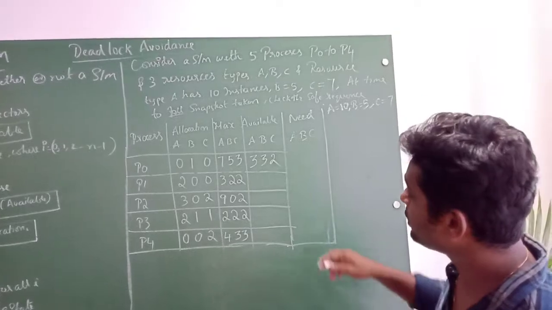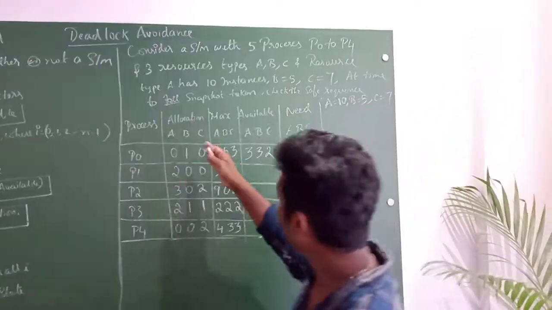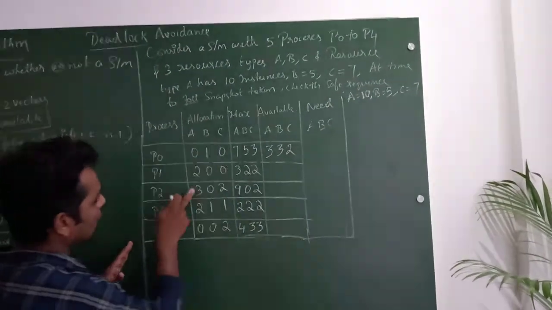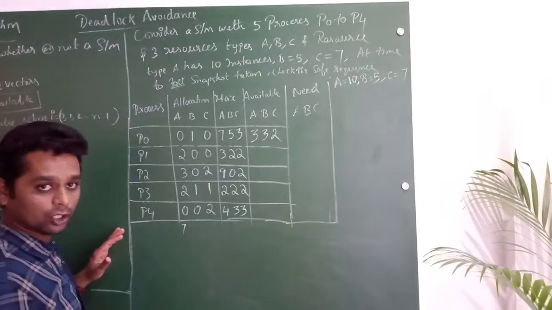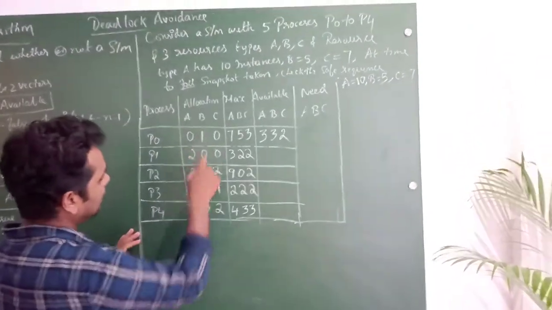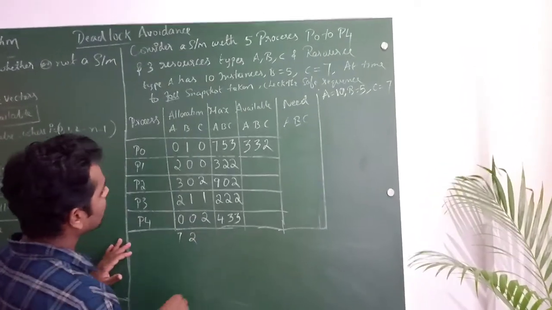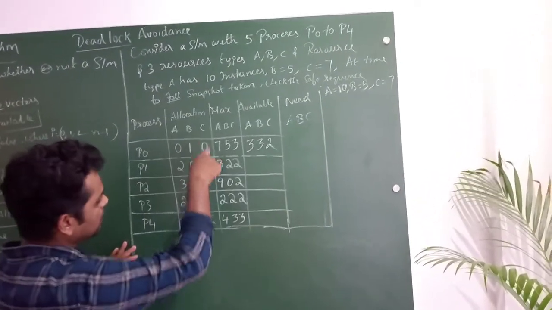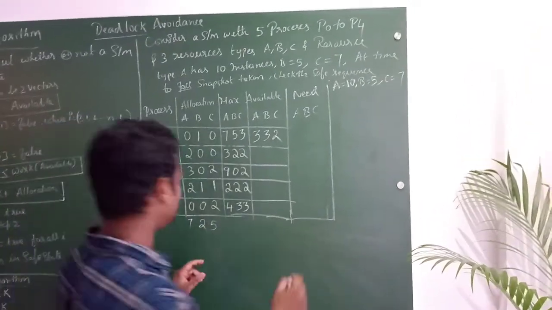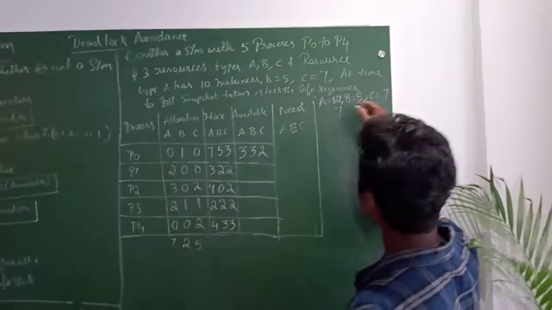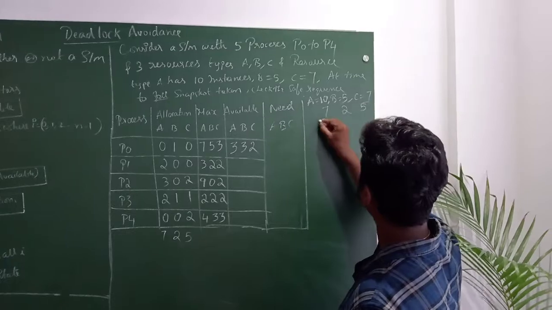And one more thing, sometimes available may not be given. At that time, you need to add all your allocation. So I'll add 3, 4, 5, 6, 7. For A, the total number of resources allocated is 7. For B, the total allocated to your processes is 2. For C, the total allocated is 2, 3, 4, 5. So I can subtract this from the total resources available in your system: 10, 5, 7, minus 7, 2, 5.